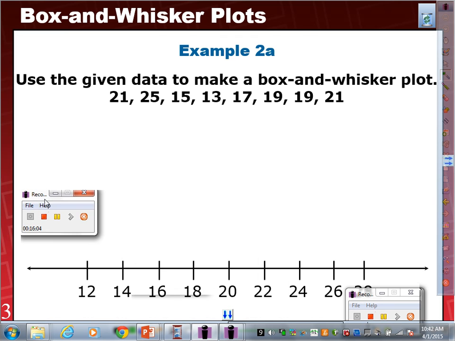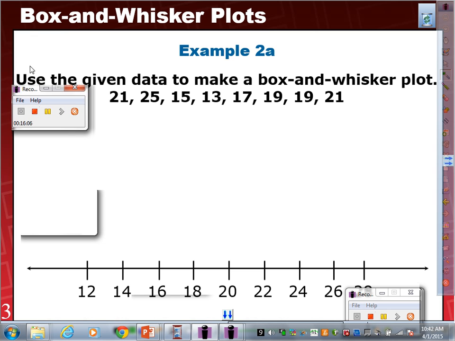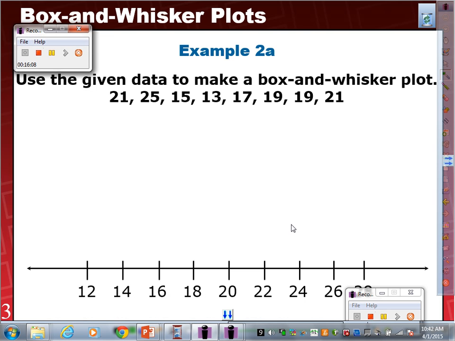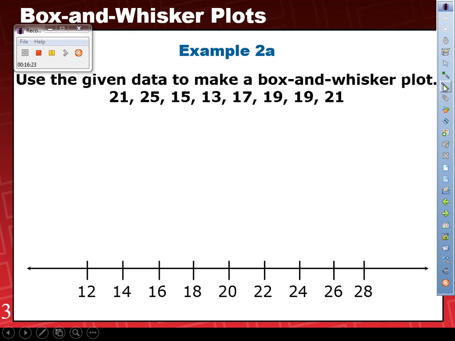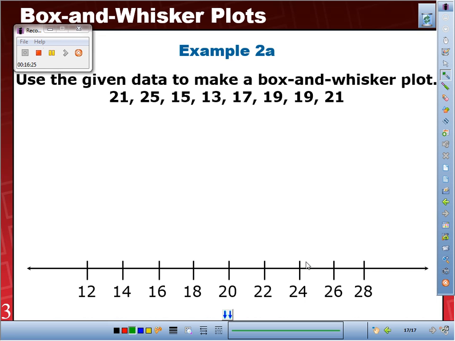Let me move this out of the way. All right. It says, use the given data to make a box and whisker plot. So they give us 21, 25, 15, 13, 17, 19, 19, and 21. Once you have this data like this, also make a number line with these numbers, please.